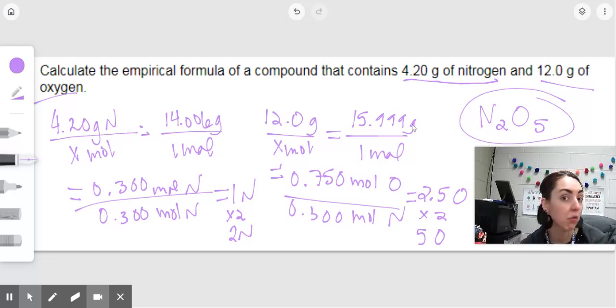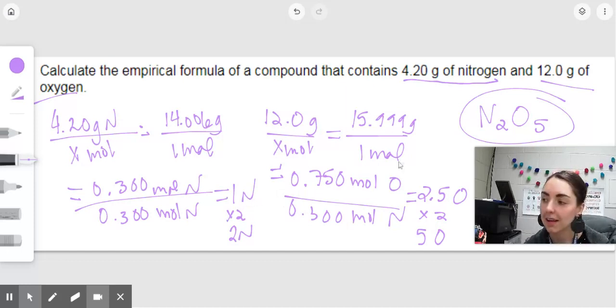So just to recap what we did here, our steps. First things first, convert to moles. You have grams, convert them to moles. Once you've got everything in moles, divide everything by your smallest number of moles. Even if you have 3 or 4 elements, you're still dividing them all by the same number, because you're trying to figure out that ratio. So for every 1 nitrogen, there's 2.5 oxygens.